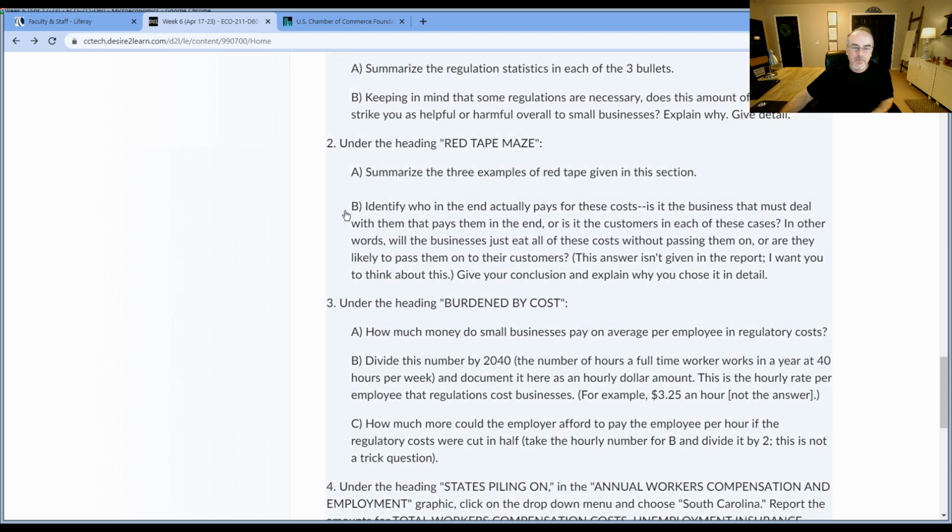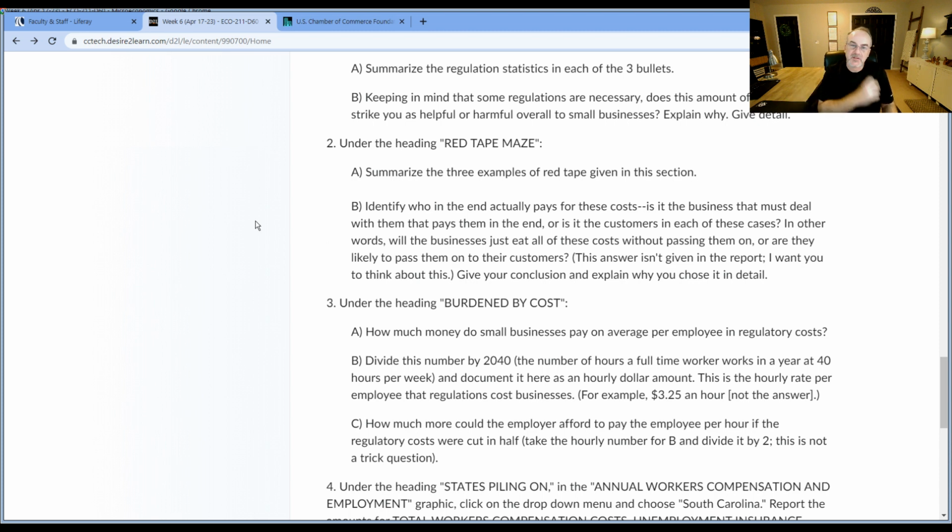Part B. Identify who in the end actually pays for these costs. Is it the business that must deal with them that pays them in the end, or is it the customers in each of these cases? In other words, will the business just eat all of these costs without passing them on? Or are they likely to pass them on to their customers with higher prices? This answer isn't given in the report.